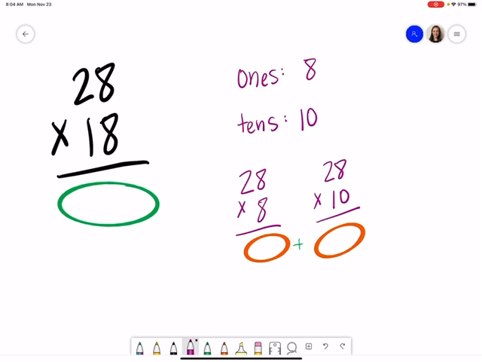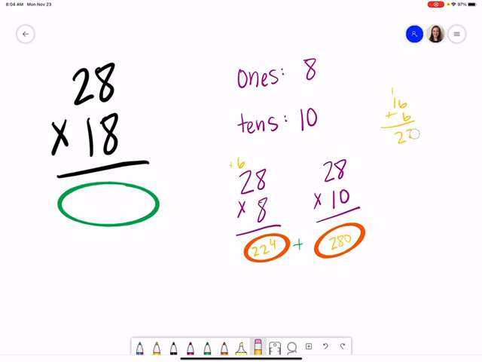So this would be 280. 8 times 8 is 64. Carry the 6. 2 times 8 is 16 plus the 6. 16 plus 6 is, and you can do it out by the side if you need to, 22. Okay, and then we would add those together.